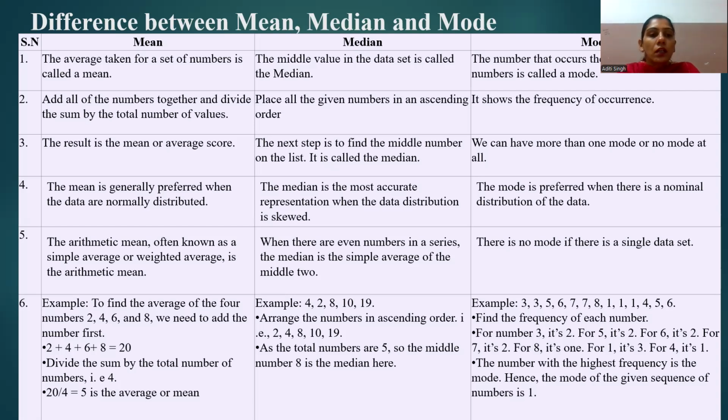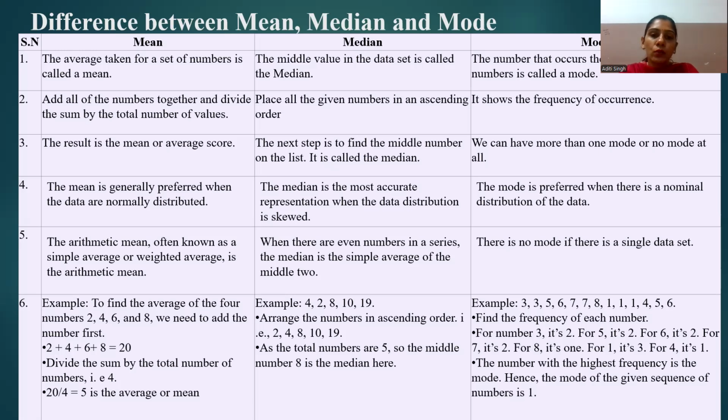Next, when we calculate mean, the result of mean is known as the average score. The result we get when calculating the mean, by adding all the numbers and dividing by the total number, is also known as the average score. And in median, the middle number or middle value of a given series is known as the median.